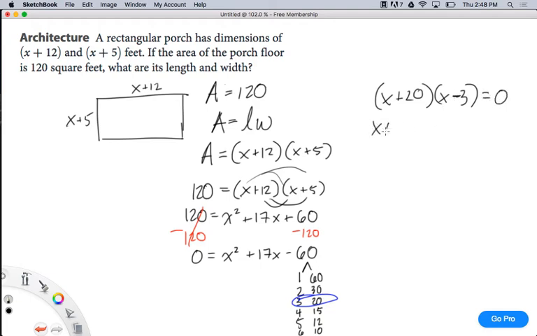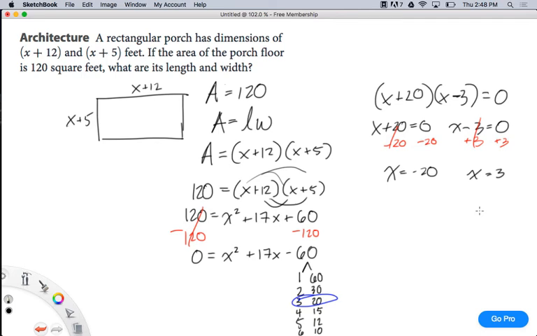The product's equal to 0, so I set them individually equal to 0. X plus 20 equals 0. X minus 3 equals 0. I subtract 20 from both sides. I add 3 to both sides. I get x equals negative 20 and x equals positive 3. And those are my answers for x. And I say, oh, okay, that's the answer, right?